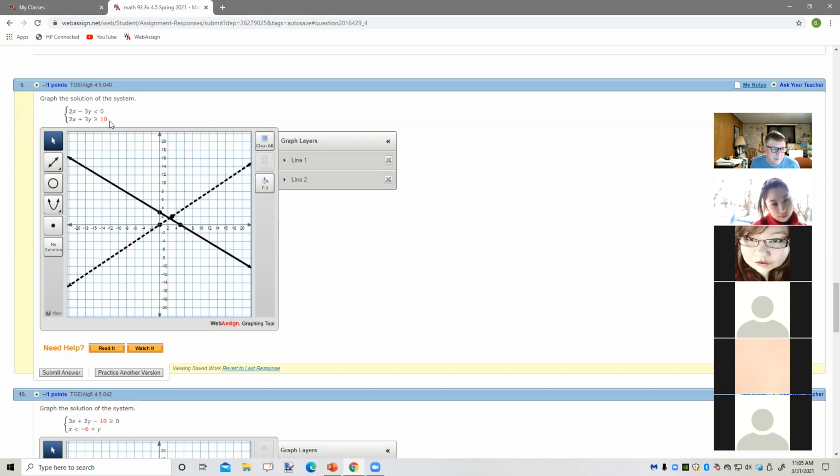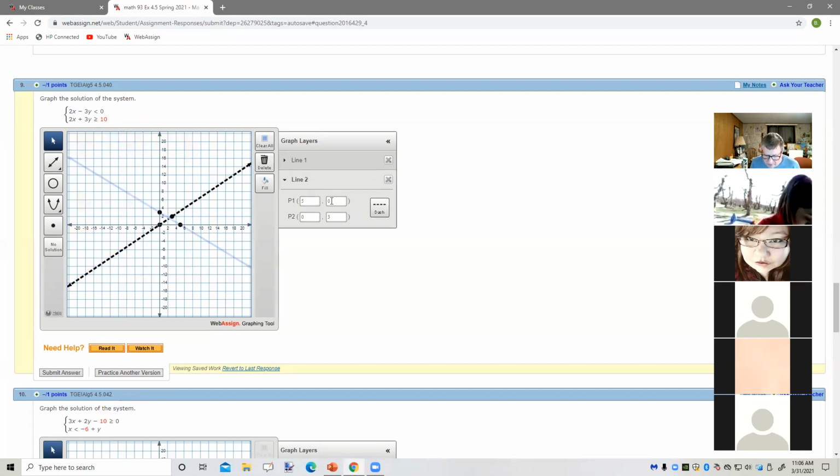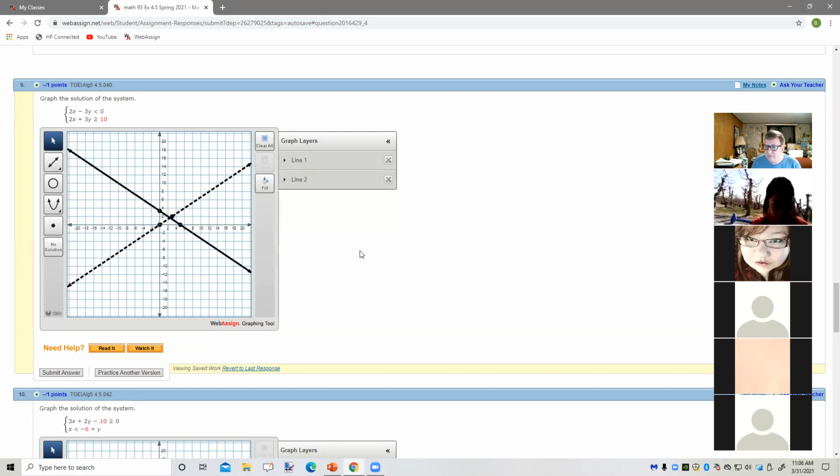Okay, now this second inequality includes equals, so it's going to be a solid line. But let's go back here. My first point was supposed to be 5, 0. My second point was supposed to be 0, 10/3. So now I'm going to fix it, 10/3. Okay, see how I did that? All right.